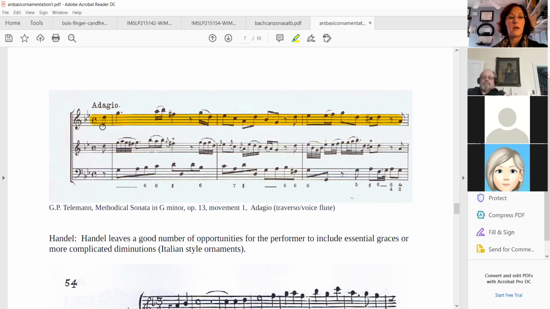I'm just going to play right now to give you an example. I'm going to play the unornamented version and then the ornamented version.